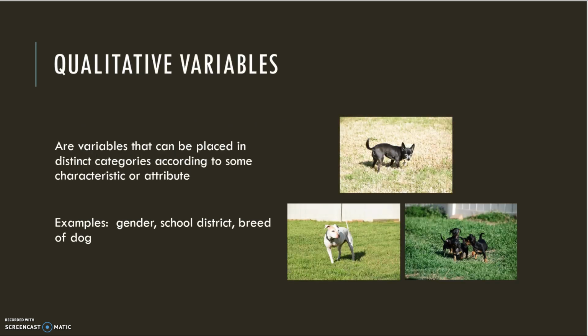Qualitative variables are variables that can be placed in distinct categories according to some characteristic or attribute. Examples of qualitative variables would be gender. A person is either male or female. School district, say Denton ISD, Lubbock ISD, Dallas ISD, all of them are different school districts. Or even breed of dog, say a Chihuahua, a Pit Bull, or a group of Dachshund puppies. All of those are qualitative variables.